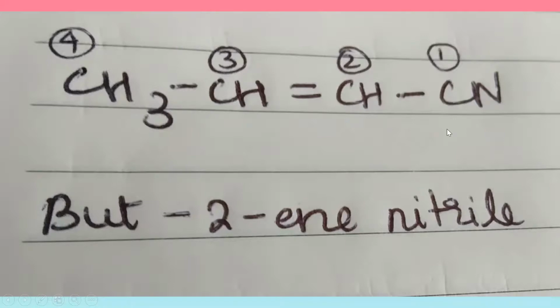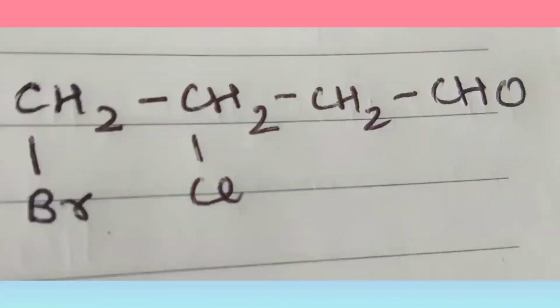I hope you all have copied down this example. Now coming to our next example here, we have an aldehyde group present in our main parent chain. We have a chlorine and a bromine atom.